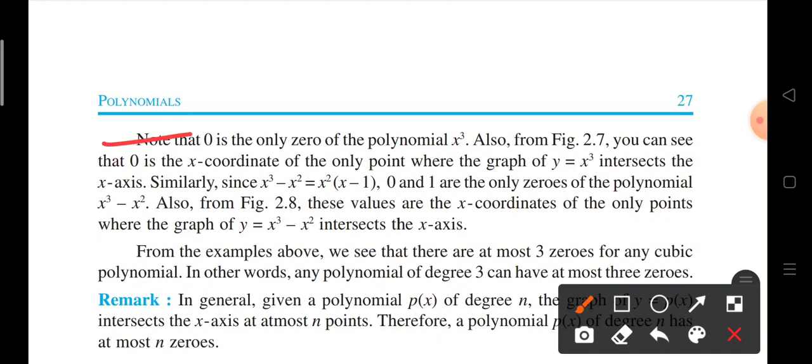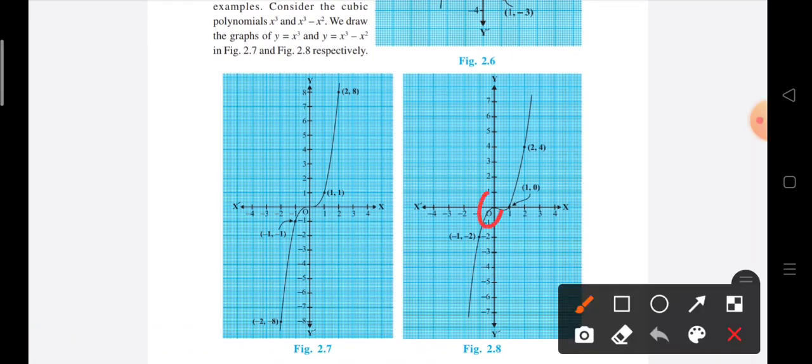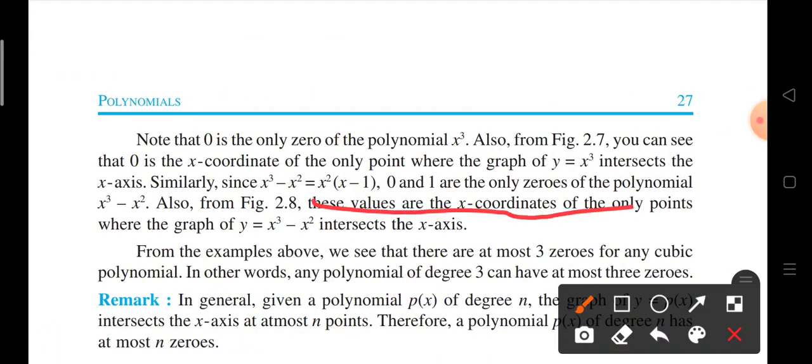Note that 0 is the only zero for the polynomial x cube that we have seen in the previous diagram, that is figure 2.7. You can see that 0 is the x coordinate of the only point where the graph y equals x cube intersects the x-axis. जितने पॉइंट पे ग्राफ x एक्सिस को कट करेगा या इंटरसेक्ट करेगा उन्हीं को हम उस पॉलिनोमियल्स के जीरो कहते हैं. Okay, so similarly the zeros are 0 and 1 for the graph which we have seen over here. There are two zeros, that is 0 and 1. Understood? So these values are the x coordinates of the only points where the graph intersects the x-axis.